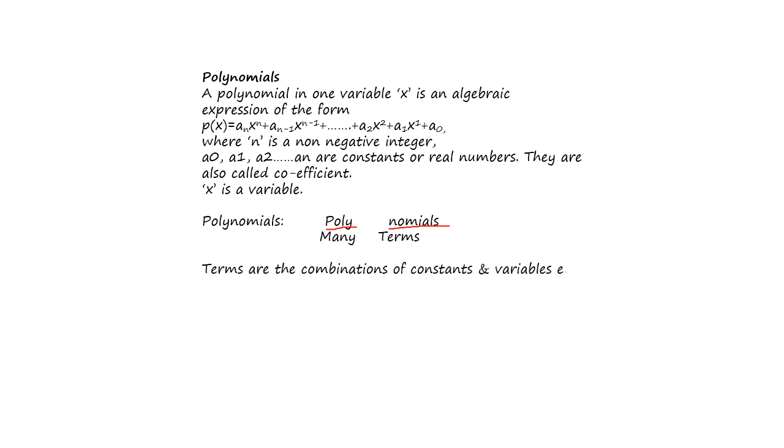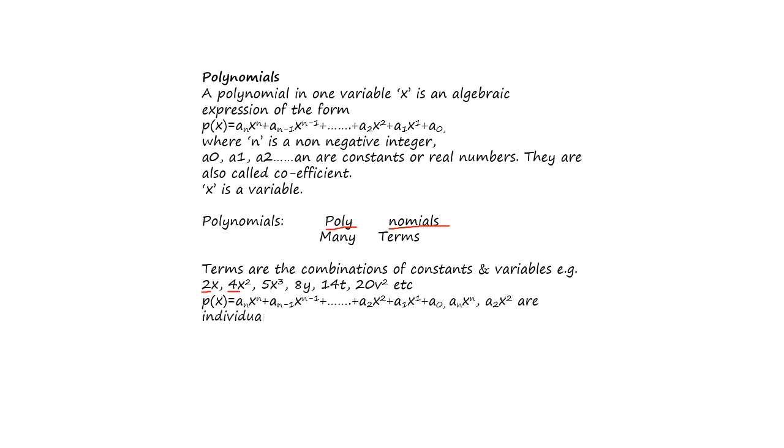Terms are the combination of constants and variables. For example, 2x, 4x², 5x³, 8y, 14t, 20t, etc. Here the constants are like this, 2, 4, 5, these digits. And t, v, x³, y, these all are the variables. So, in the given definition, here a_n x^n, a_(n-1) x^(n-1), or a2 x², these all are individual terms and they are supported with some algebraic expression.